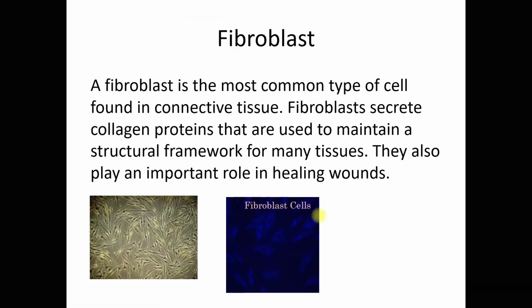Now fibroblasts is the most common type of cell found in the connective tissues. Paling banyak dijumpai ialah fibroblasts. Fibroblasts secrete collagen protein that is used to maintain a structural framework for many tissues. They also play an important role in healing wounds. So ini fibroblasts. Fibroblasts ialah contoh which connective tissue?